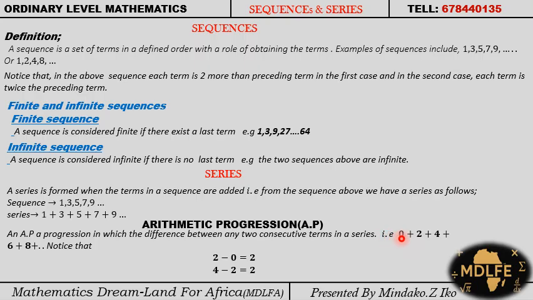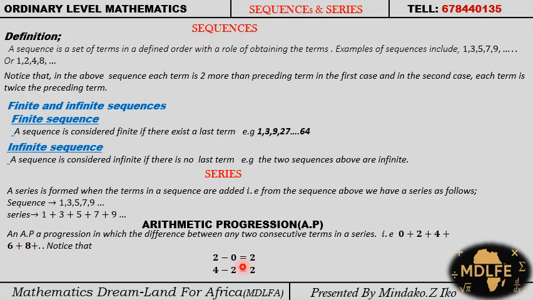Now that is, we have 0 plus 2 plus 4 plus 6 plus 8, and we have to observe that if I take 2 minus 0, I'll have 2, and if I take 4 minus 2, I will definitely have 2. Equally, if I take 6 minus 4, I will still have 2.